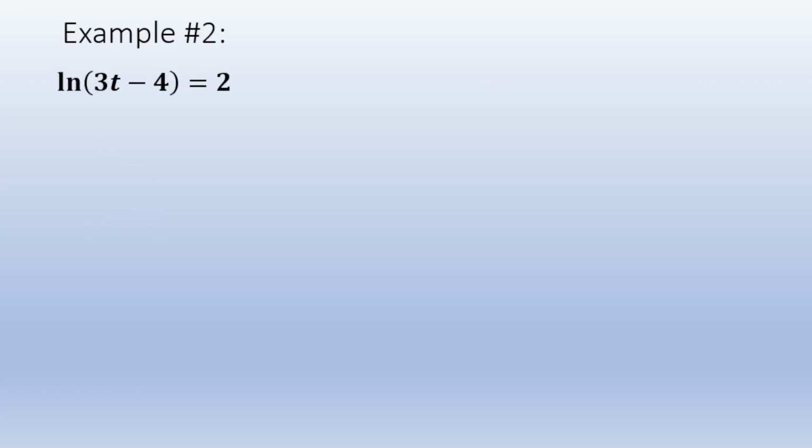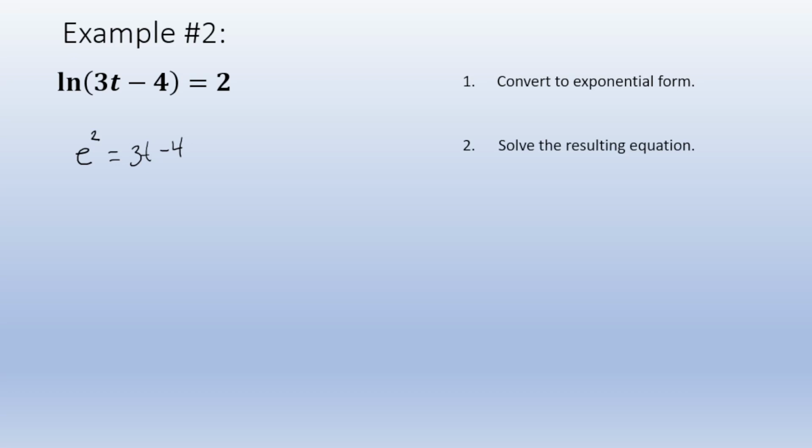Let's kick it up a notch. Here we have the natural log of 3t minus 4 equals 2. So as we did in the first example, we want to convert this to exponential form. The natural log has a base of e. It's the logarithm base e. So when we convert this to exponential form, this would be e raised to the second power equals the argument 3t minus 4. Once the equation is converted to exponential form, we then solve the resulting equation.